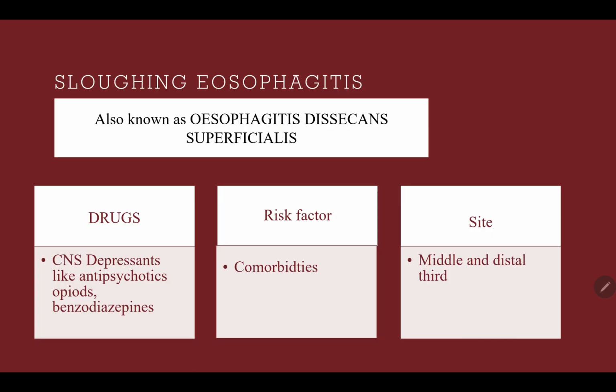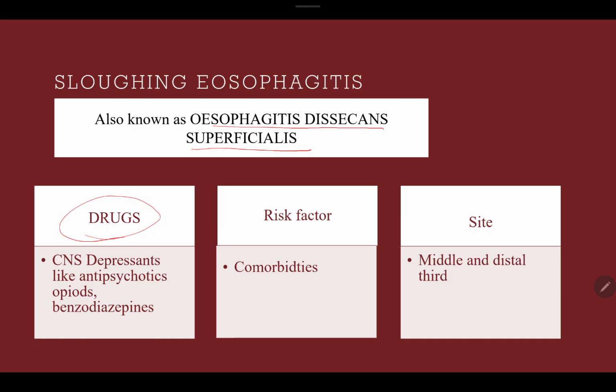So that is pill esophagitis, the changes in the esophagus. Next we have sloughing esophagitis. Sloughing esophagitis is also known as esophagitis dissecans superficialis. It is caused by different drugs.